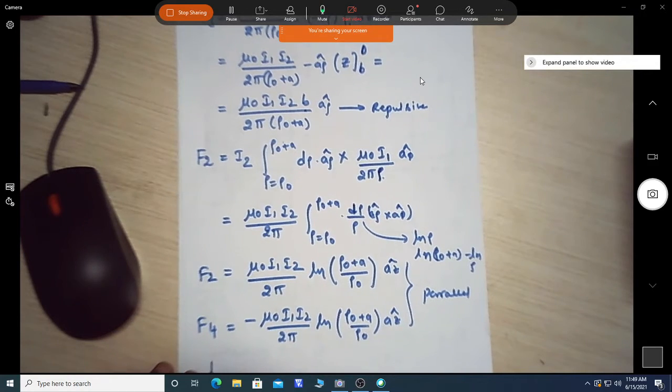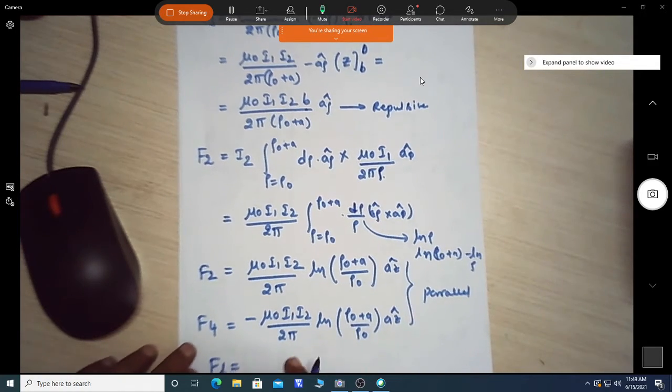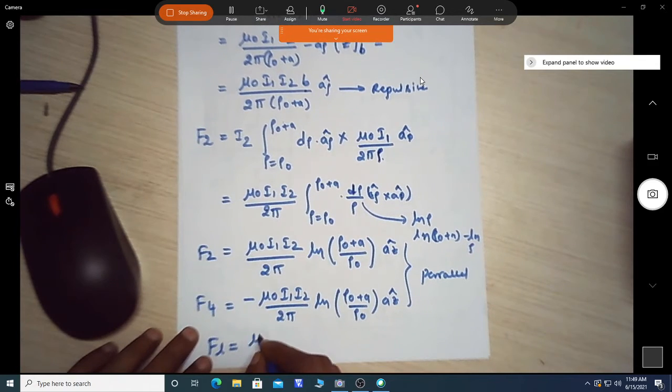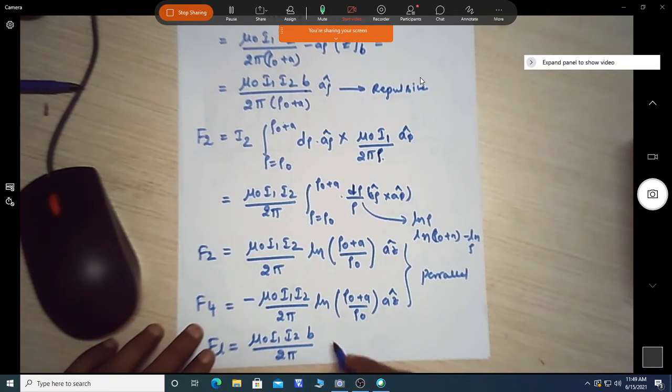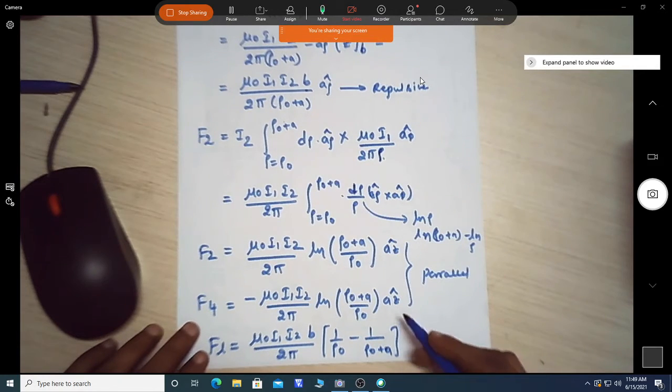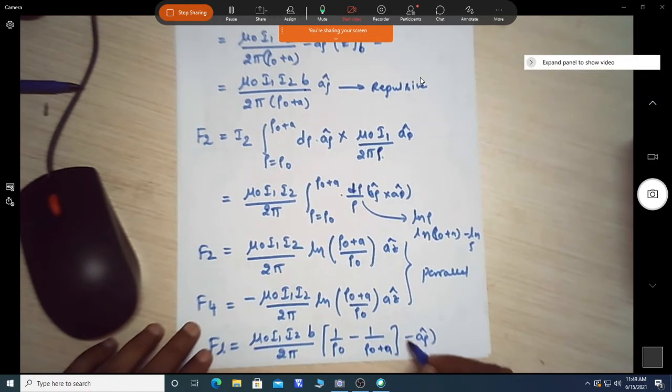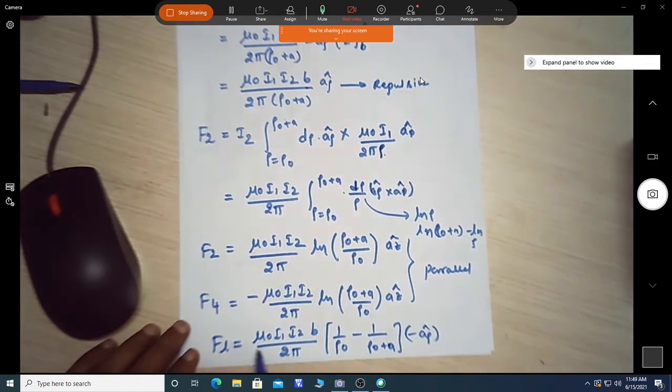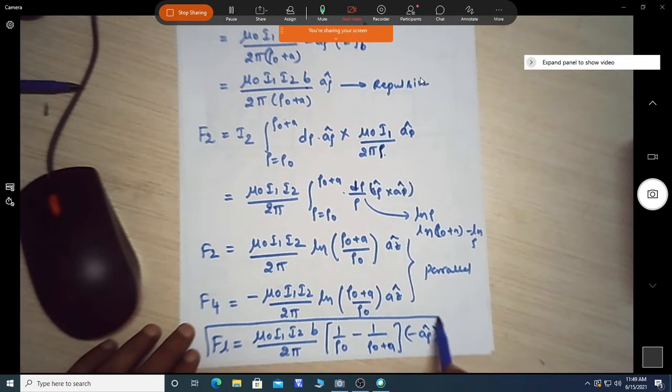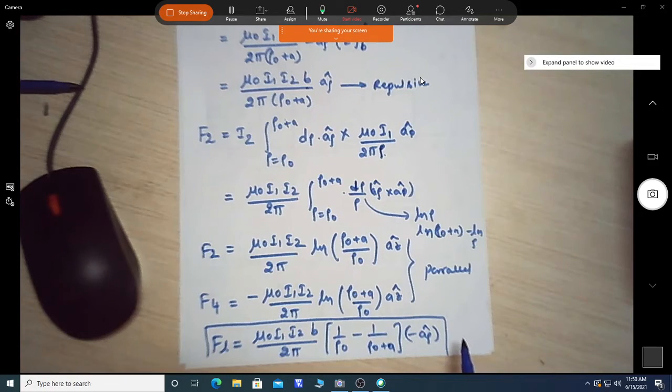Now we can add all these forces to get the force due to the loop, which is equal to mu naught I1 I2 B divided by 2 pi into 1 by rho naught minus 1 by rho naught plus A, in the direction of minus a_rho. So if I add all the forces F1, F2, F3 and F4, we will get the force due to the loop.